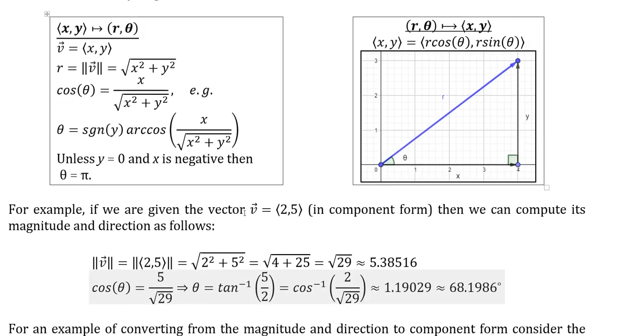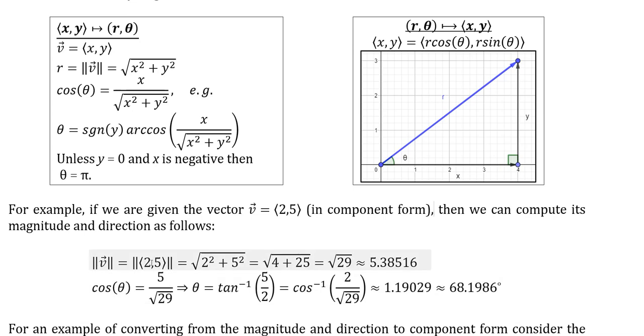Suppose we're given the vector v is (2, 5). That's component form. Then we can compute its magnitude and direction like this. The magnitude of (2, 5) is 2 squared plus 5 squared, and then square root. Well, 2 squared is 4, 5 squared is 25, 4 plus 25 is 29, so the magnitude is exactly the square root of 29. Pull out a calculator, that approximates to about 5.38516. The cosine of theta then would be the 5 over this r.